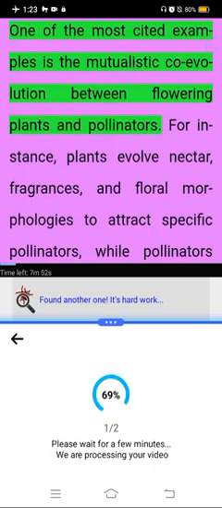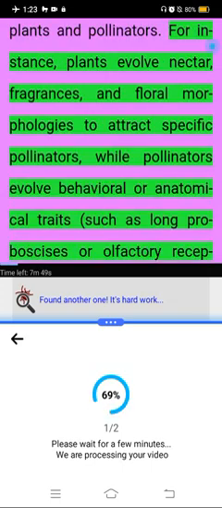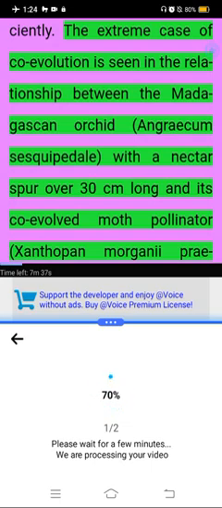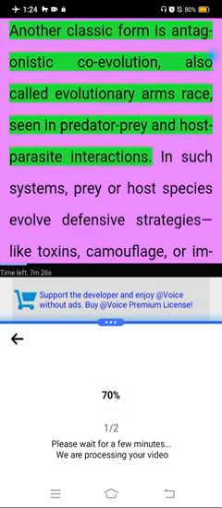One of the most cited examples is the mutualistic coevolution between flowering plants and pollinators. For instance, plants evolve nectar, fragrances, and floral morphologies to attract specific pollinators, while pollinators evolve behavioral or anatomical traits, such as long proboscises or olfactory receptors, to access nectar efficiently. The extreme case of coevolution is seen in the relationship between the Madagascan orchid, Angraecum sesquipedale, with a nectar spur over 30 cm long and its co-evolved moth pollinator, Xanthopan morgani praedicta, with an equally long proboscis.